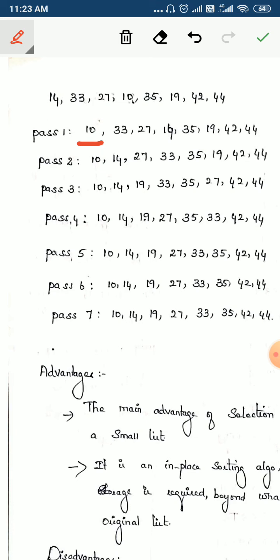So the minimum position is changed to a of 3 again. So 14 is checked with all the remaining elements. No other elements are smaller than 14. So 14 is swapped with a of i, and the minimum positions are interchanged, and 14 will be fixed in its correct position. Similarly, all the elements are swapped, and after pass 7, all the elements are sorted in correct position order.